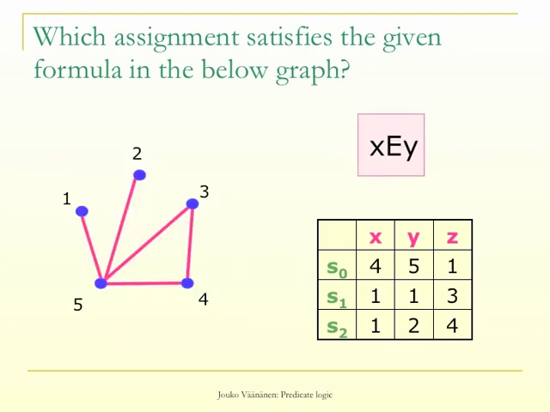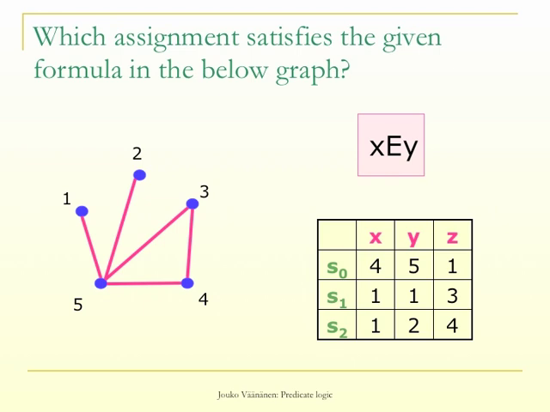Which assignments satisfy the formula XEY in the given graph? So the graph has 5 vertices and 5 edges. And we are given 3 assignments. So to decide whether this binary predicate is satisfied by an assignment, we should look at the values of X and Y. So for each assignment, S0, S1 and S2, we look at the value they give to X and Y, and then we check whether there's an edge between the values.